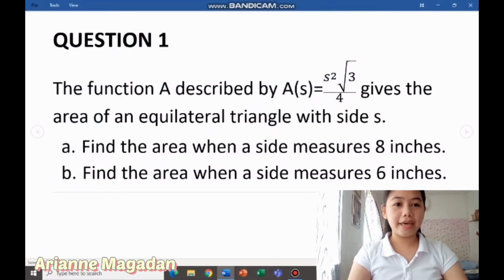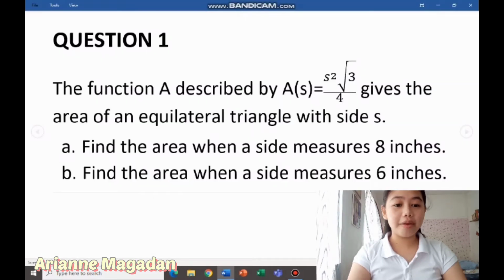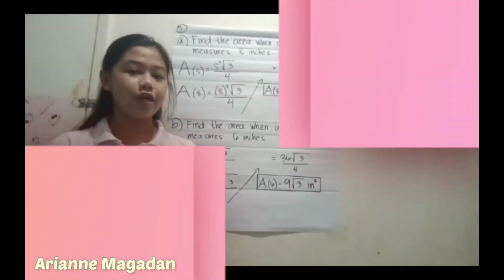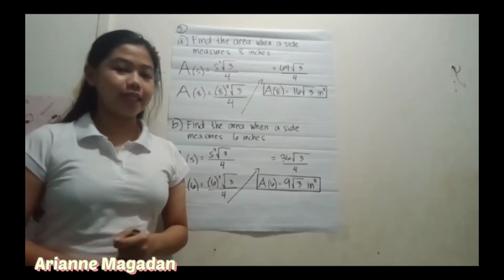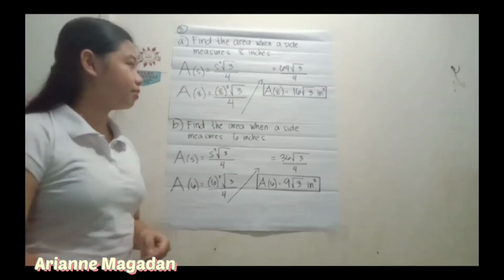The function A described by A of S equals S squared times square root of 3 over 4 gives the area of an equilateral triangle with side S. A. Find the area when a side measures 8 inches. And B. Find the area when a side measures 6 inches. So for letter A, find the area when a side measures 8 inches. Copy the formula given. Then we're just going to substitute the 8.